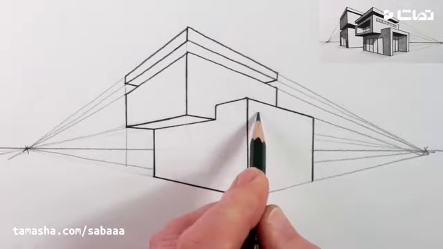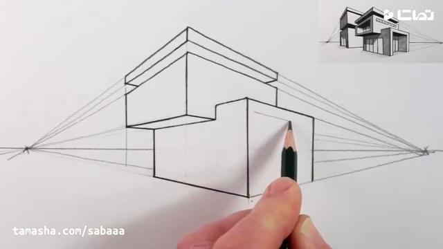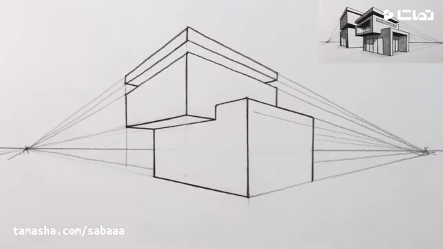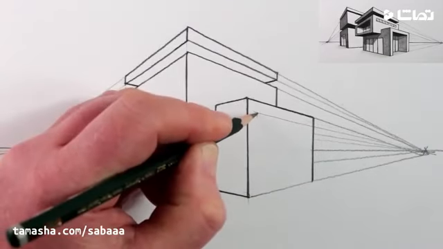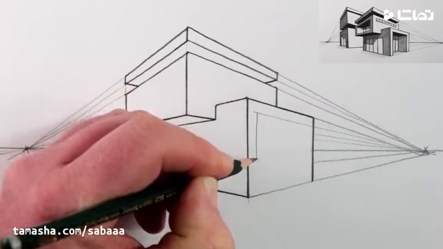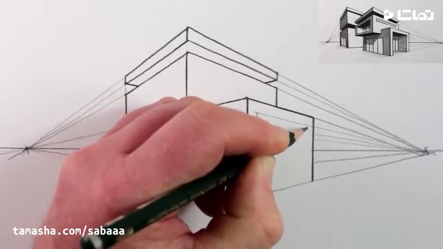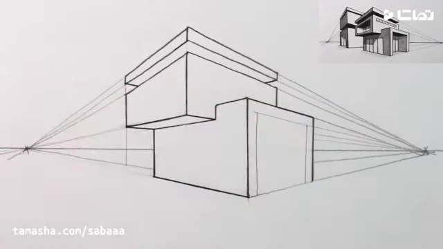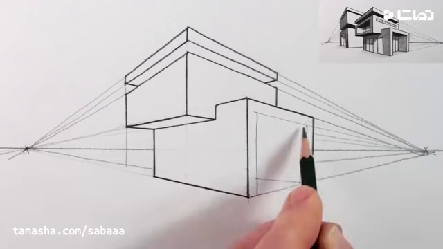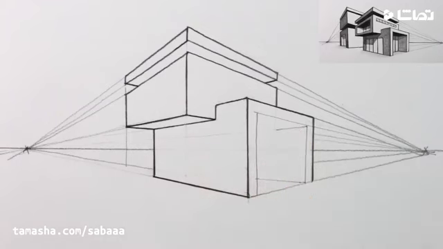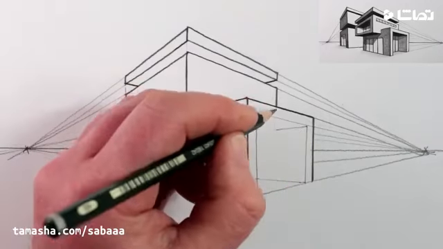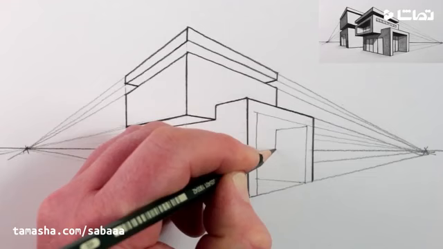Now on the right, we can add some lines to create a border thickness to this wall. And by drawing two diagonal lines to the left vanishing point, we can find the back of the wall. I will use this vertical line to work out where the back corner of this back part of the wall is.